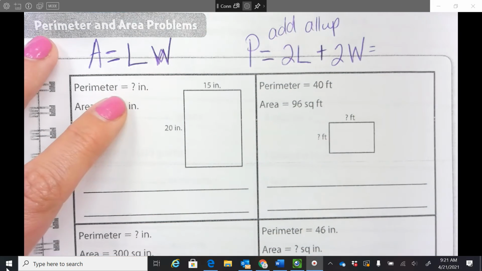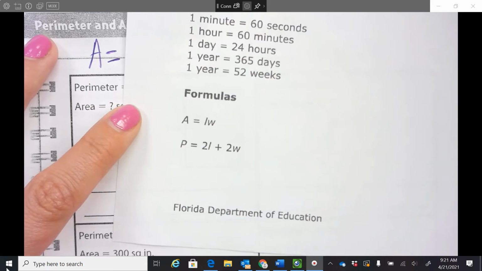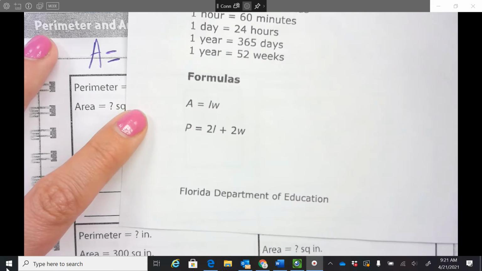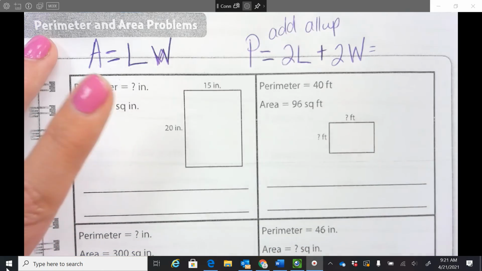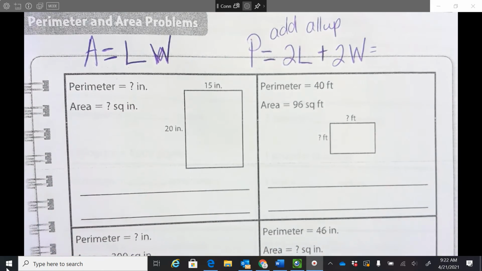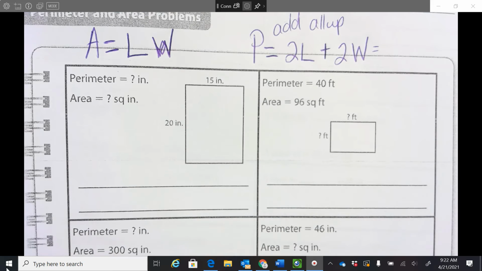And remember, I'm getting these formulas right from our reference sheet that you will get to use on FSA, okay? So don't worry about memorizing the formulas, but just know that this is area and that's perimeter. Okay. Give me a thumbs up once you have these written on your paper.